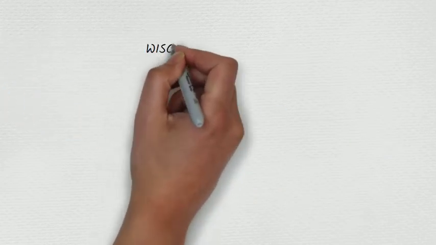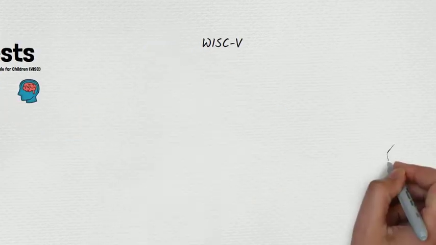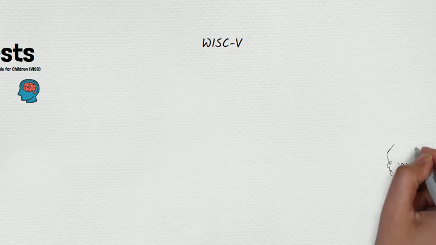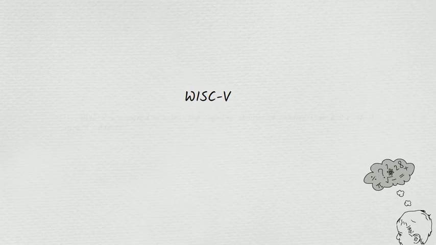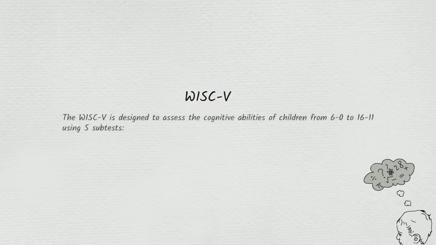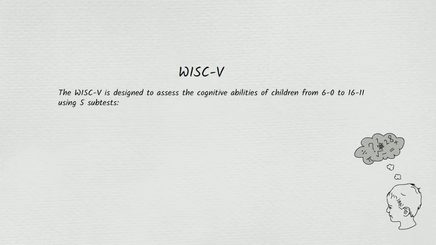The WISC is currently in its 5th edition, having been updated using a normative sample standardized on 2,200 children from ages 6 years through 16 years and 11 months. And the test is designed to assess children in this age group using 5 subtests.